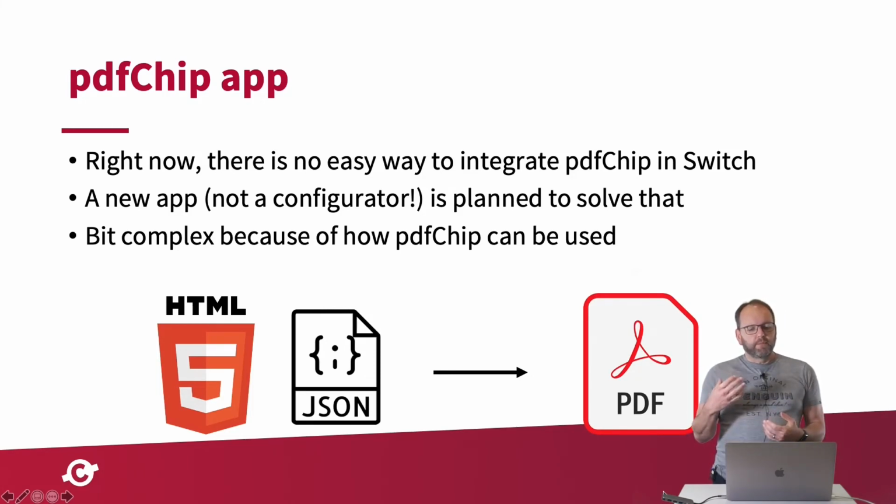But so the plan is to make an app, and that app would be maybe a little bit more complex than pdfToolbox, because pdfChip, if you think about it in the context of Switch, is a little bit more complex than what pdfToolbox does. And pdfToolbox is pretty straightforward. You have an input file, which likely is PDF, but can be some other file formats, and you have an output file, and that's easy.